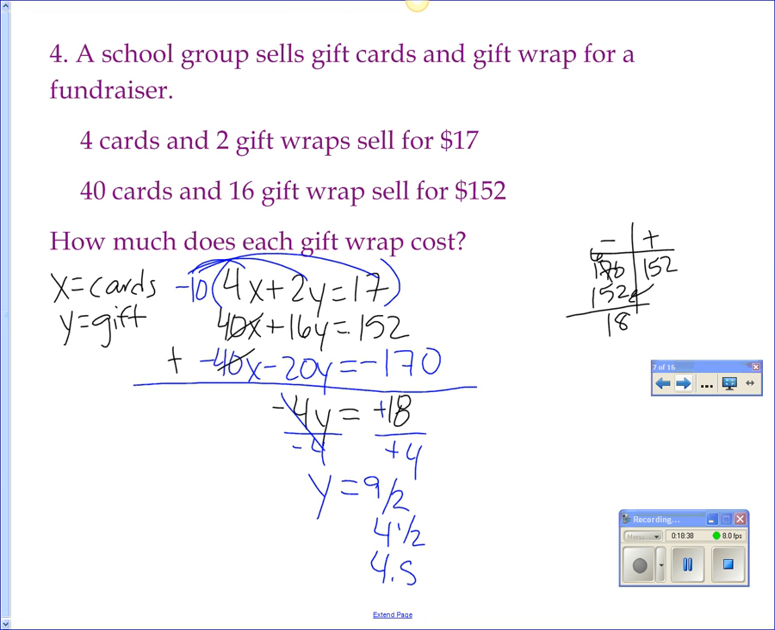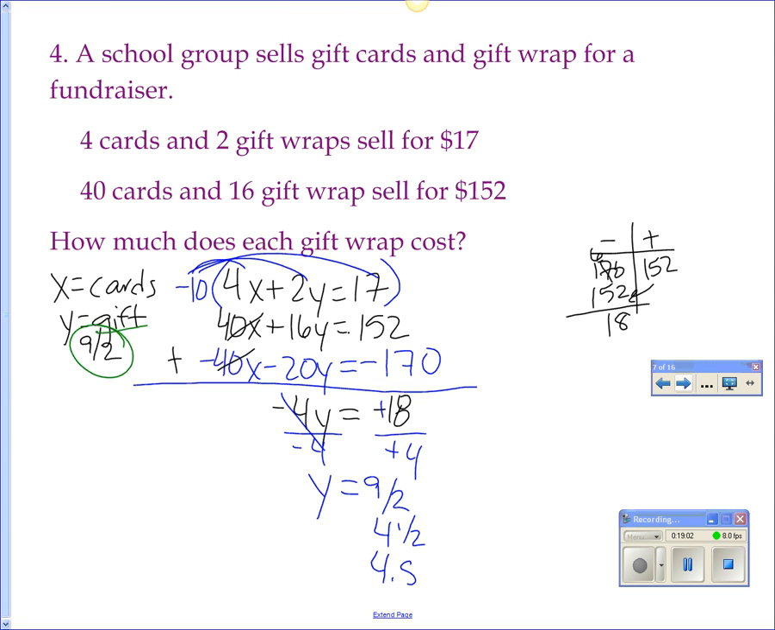Okay, so this is y. So y is gift wrap, so that's 9 over 2. That's 9 over 2 for the y. What's the question asking for? How much does gift wrap cost? Did we answer the question? Yes, so we can stop. We found gift wrap. It's 9 over 2.